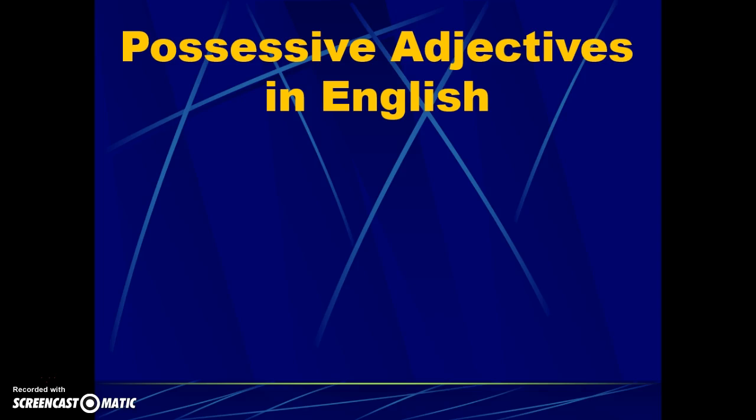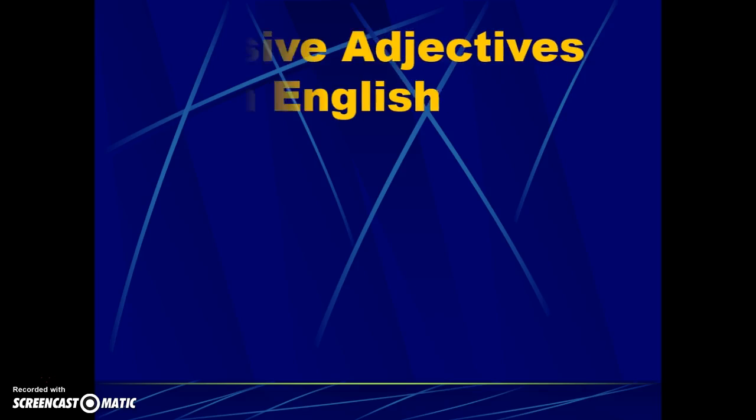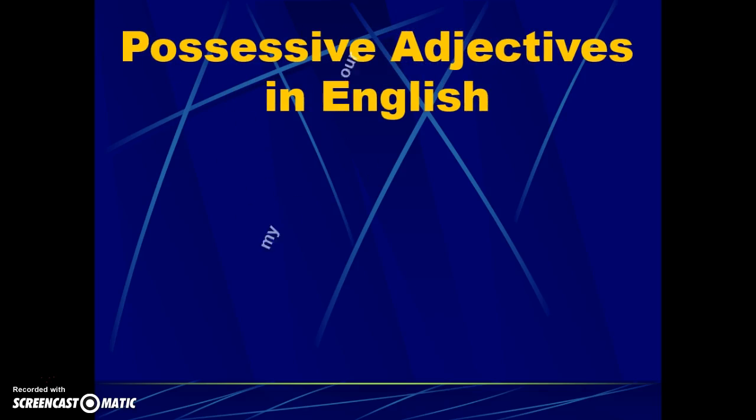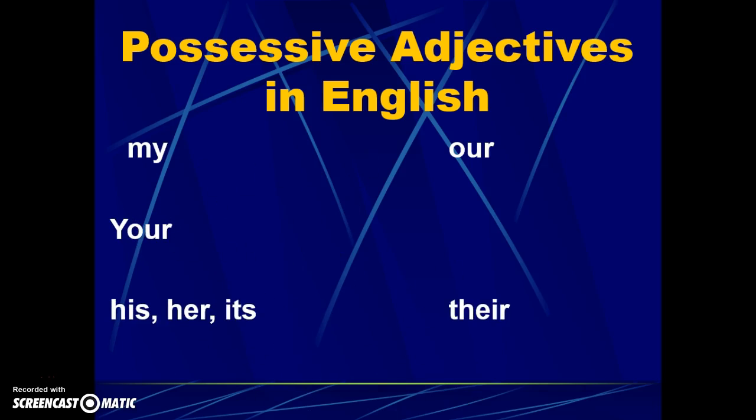So first, let's look at the possessive adjectives in English. We have my, which the plural of that would be our. We have your. And we have his, her, its, and the plural of that would be their. So again, the possessive adjectives in English: my, your, his, her, its, our, their. And in Spanish, it's the same thing. Let's figure out what they are in Spanish.